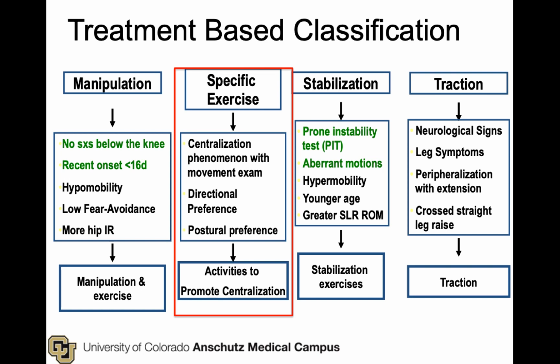Now we'll move on to specific exercise. So this is classically either the McKenzie extensions, prone press-ups, or Williams flexion exercises. So these would be individuals with back pain with some radiation into the leg. Ideally, you would identify a directional preference. So they either like to stand or sit better. Individuals who have a directional preference for flexion will prefer sitting. Individuals with a directional preference for extension will prefer standing and walking.